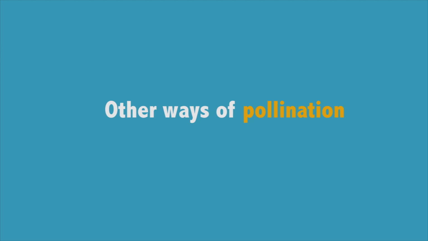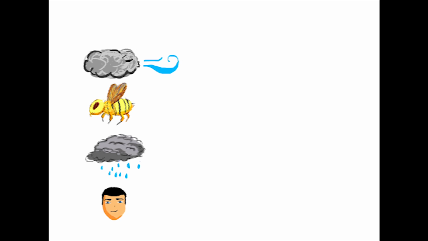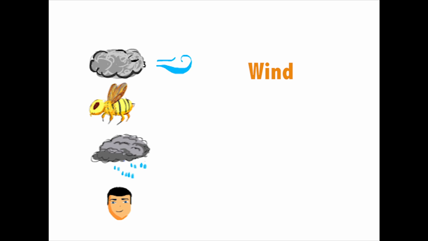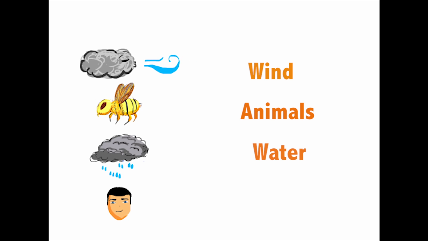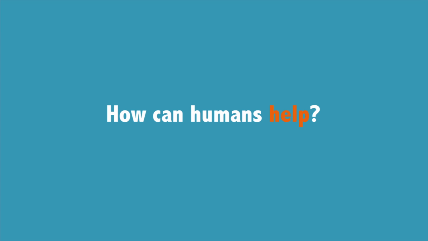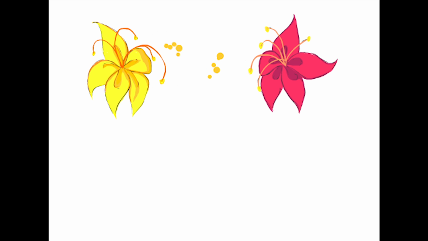There are other ways in which pollination can occur besides the bee intervention. Pollination can occur with wind, animals, water, and humans. How can humans help in the process of pollination? Botanists, which are specialists in the study of plants, cross-pollinate plants in order to create diversity in plant species.